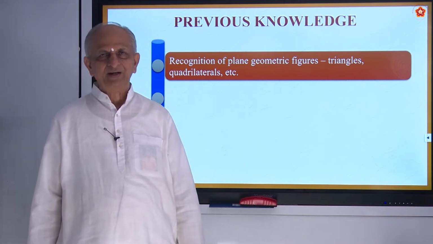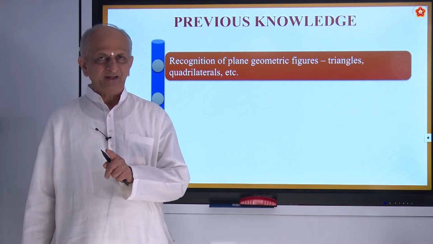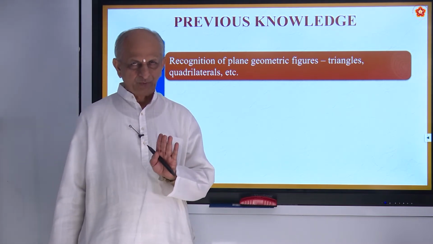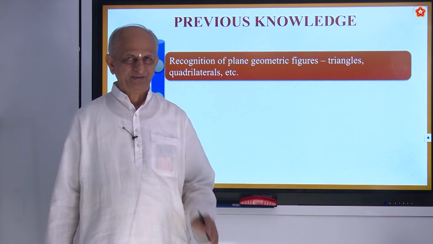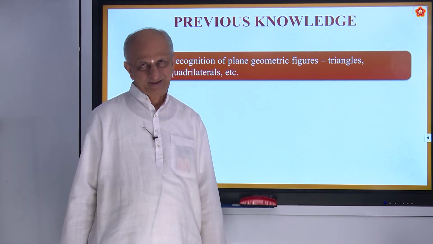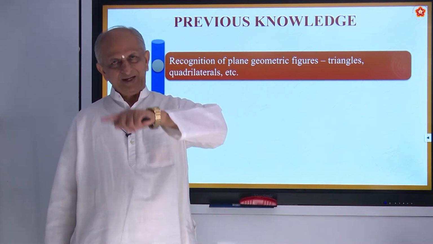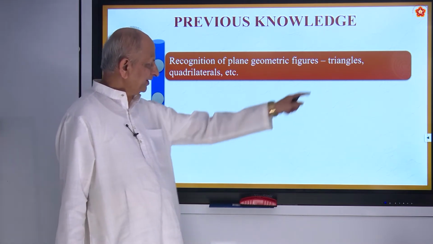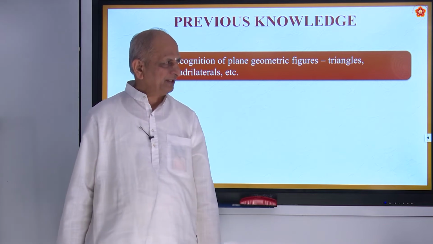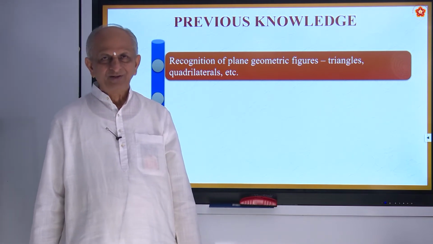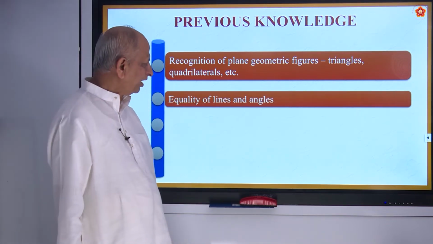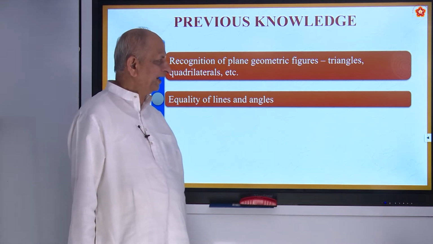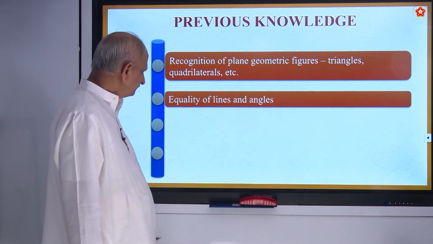What is a quadrilateral? It is a plane figure having 4 sides, 4 vertices, 4 angles and 2 diagonals. The sum of all the angles is equal to 360 degrees. In case of triangle, the sum of the 3 angles is equal to 180 degrees or 2 right angles, right?